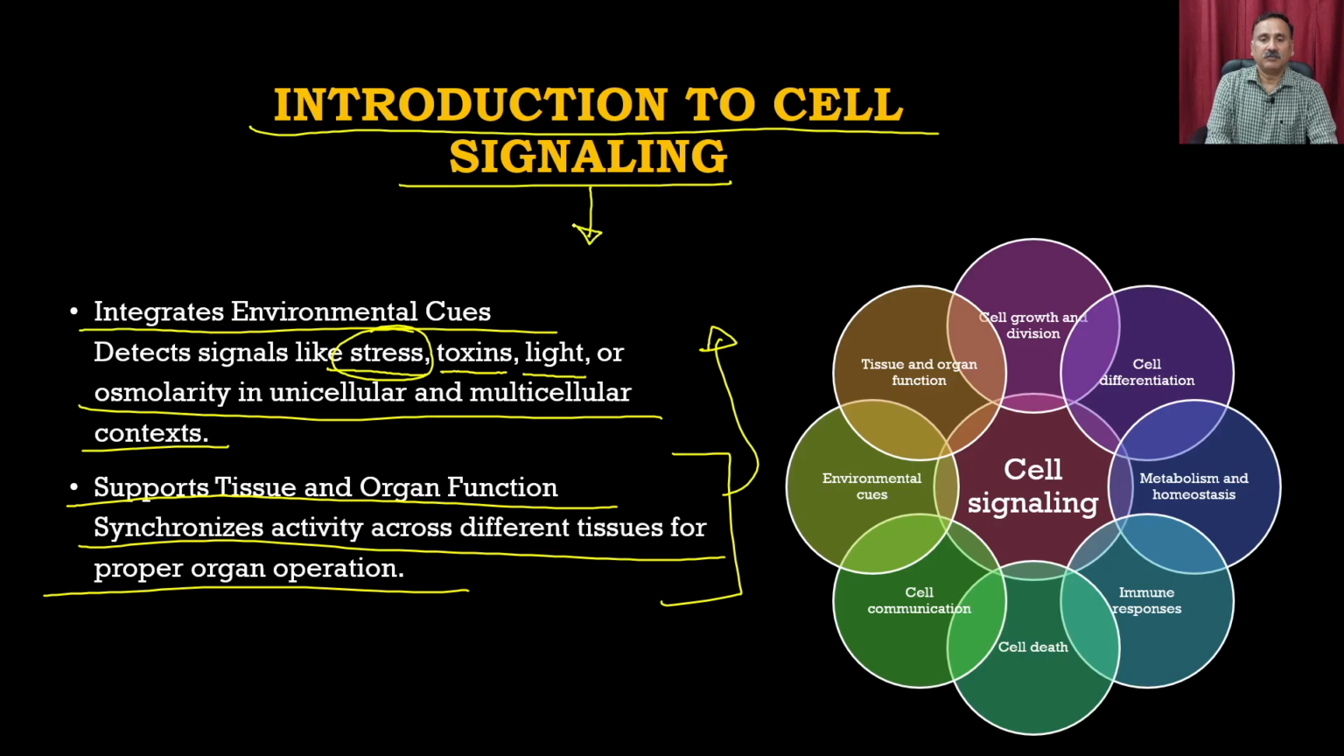So cell signaling is a very essential and integrated component of the cell, so that it is going to perform many different types of functions, and all these functions are required for maintaining the homeostasis of that particular cell, so that it is going to grow and differentiate into the different types of cells.